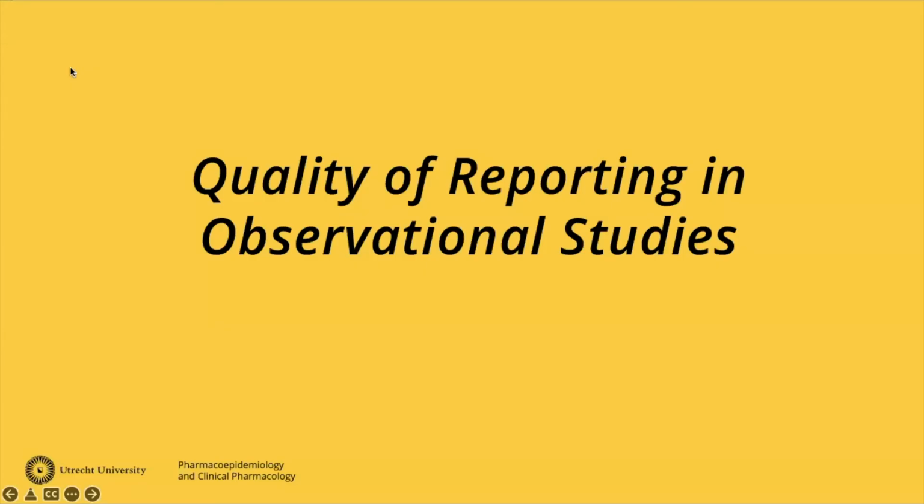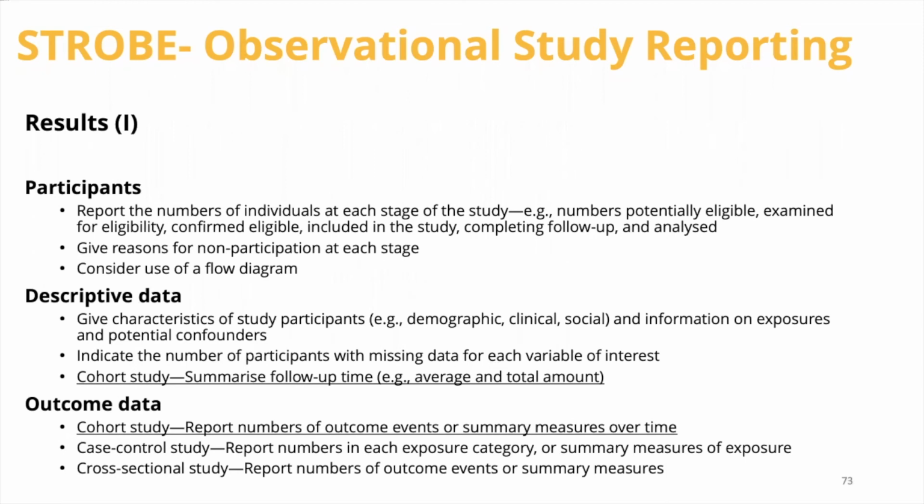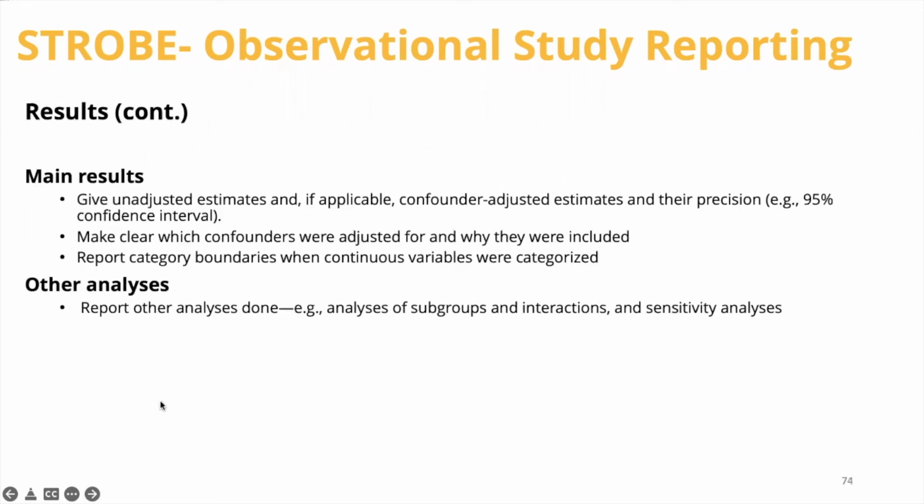So yeah, really make sure that you're covering all of these different points when you're writing out your statistical analysis section, explaining all the descriptive statistics, unadjusted analyses and adjusted analyses, and how you selected confounders in your study. And then the actual results part where you're actually giving numbers and interpretations with respect to participants, descriptive data, outcome data, and your main results and your sensitivity analyses.